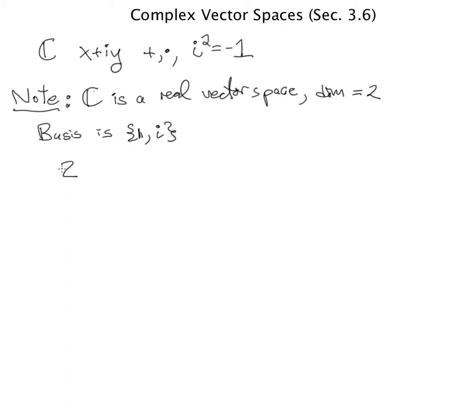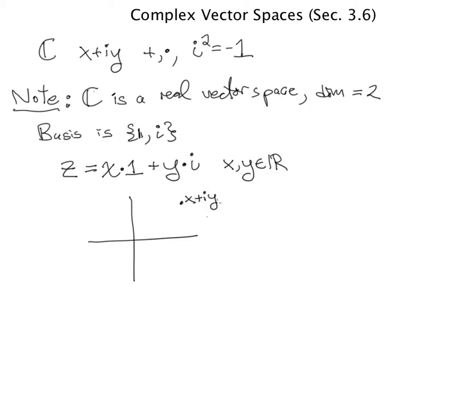Right? And that just says that any complex number can be written as a linear combination of 1 and i, where it's important that you note that x and y are real now. So this complex number has two real coordinates, and this is the usual picture, of course, where you put the number x plus iy in the xy plane.